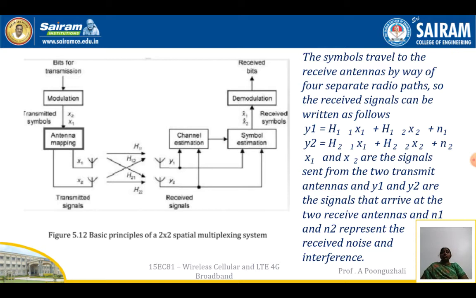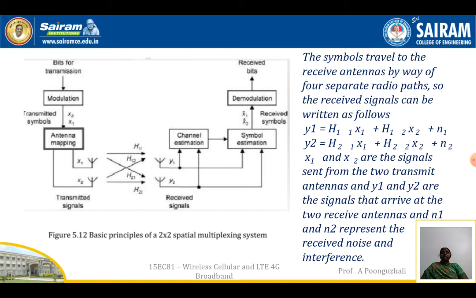1 2 means it is your receive antenna 1 from transmit antenna 2. So now when the received signals are obtained after passing through the channels, we are going to estimate the channels. After channel estimation is done, we are going to do the symbol estimation. Once the symbol estimation is done, I'm going to get the received symbols x1 cap and x2 cap, and these are going to be demodulated and we are going to get the received bits.